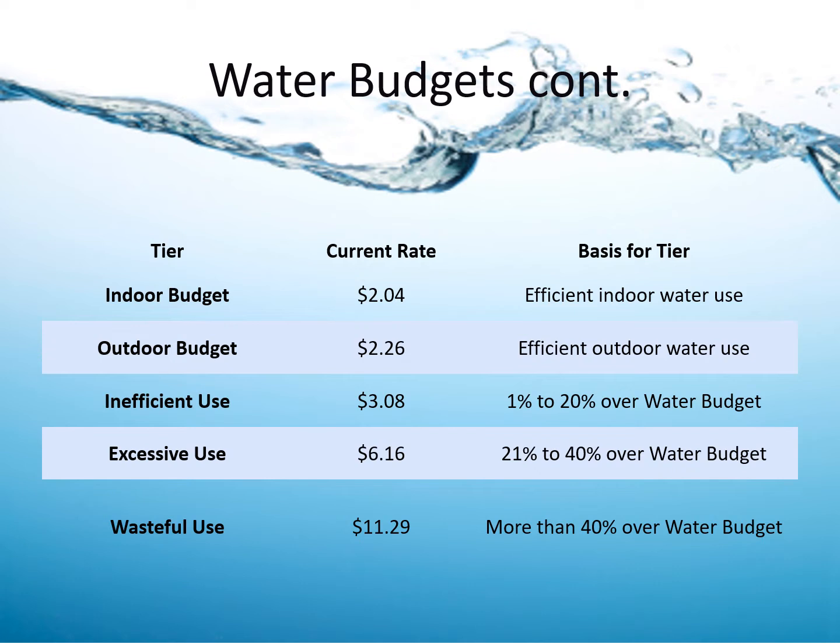So inefficient use would be, in this example, $3.08 per unit. Excessive use is $6.16, and wasteful use is $11.29. So that's per unit, right? That's a lot of money. So you can see that if your child goes outside and plays with the hose and leaves the hose on, you're in trouble, right? Because you're going to be up in wasteful use pretty quickly.